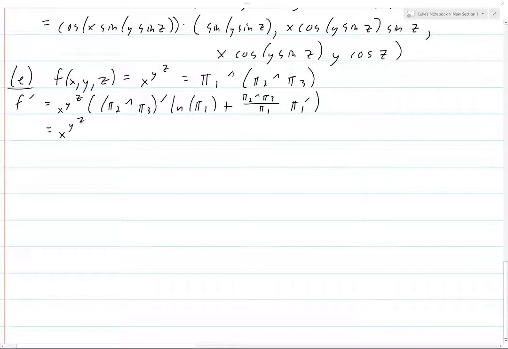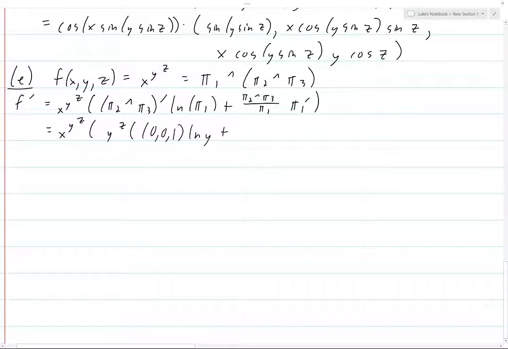So we have x to the y to the z times, okay, so this whole thing becomes pi 2 to the pi 3. So I'll just write that as y to the power of z, because that's what it's going to become. And then we do this pi 3 prime times natural log of pi 2. So that's going to be 0, 0, 1 times the natural log of y.